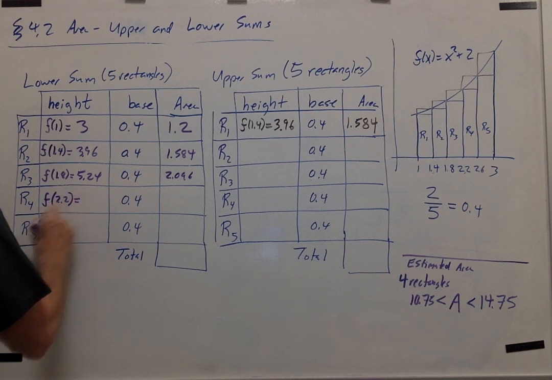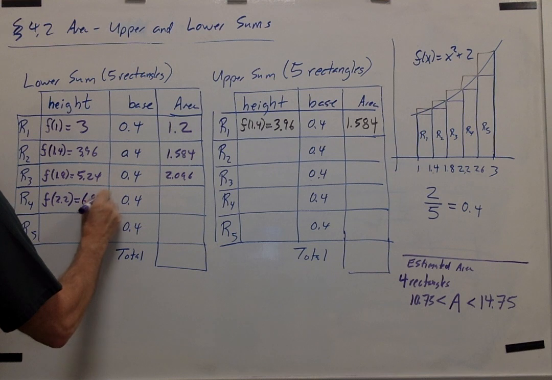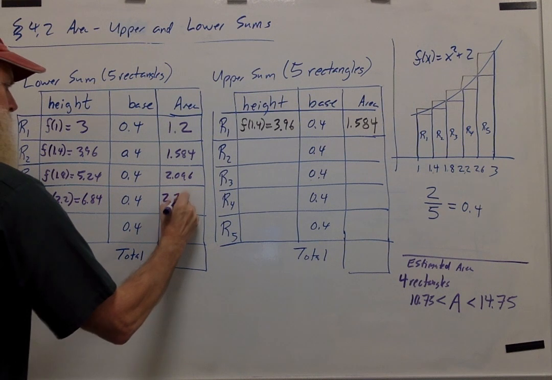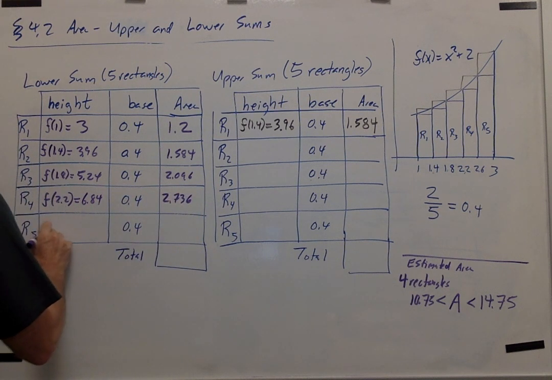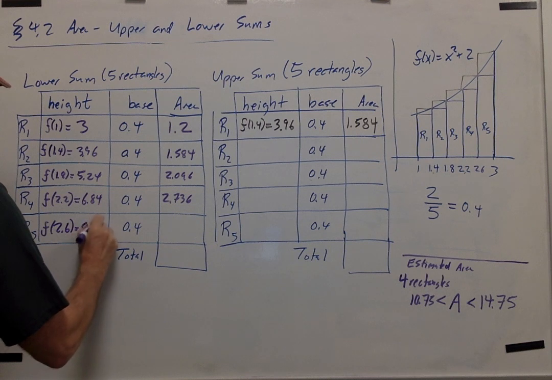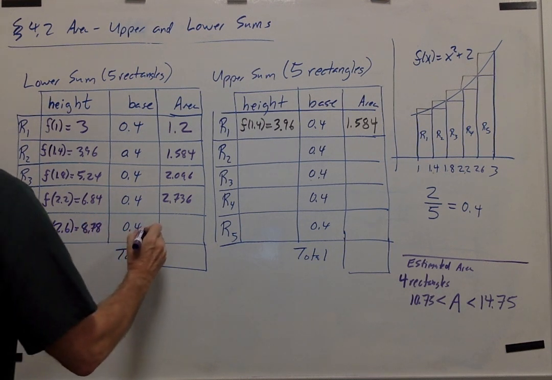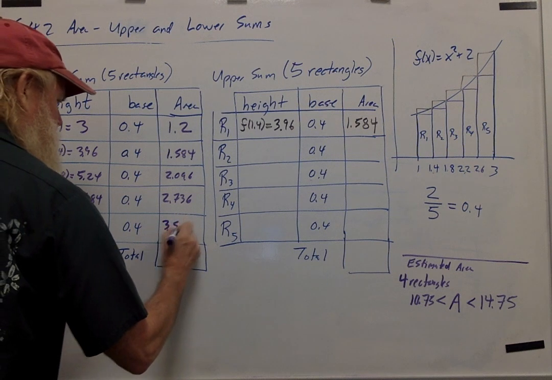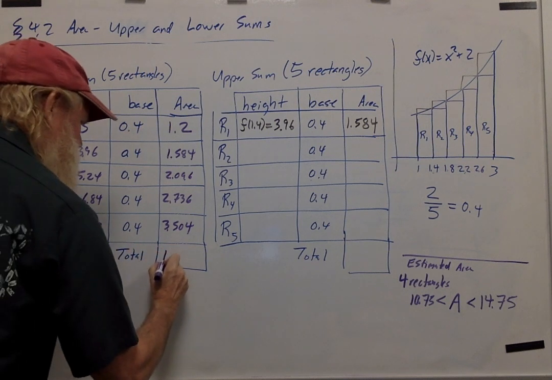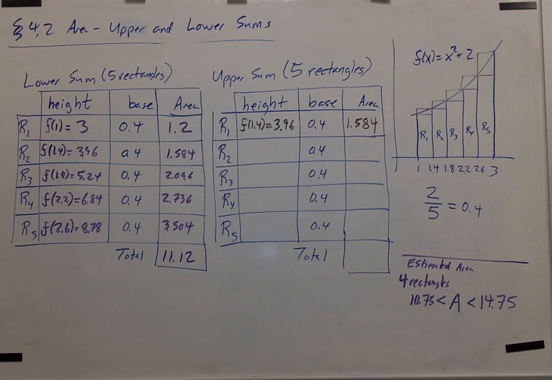The height of R4 is f of 2.2, which is 6.84, giving us an area of 2.736. And the height of R5 is f of 2.6, which is 8.78, giving us an area of 3.504. Adding together those 5 numbers, we get 11.12 as our lower sum. So we know that the true area is bigger than 11.12.